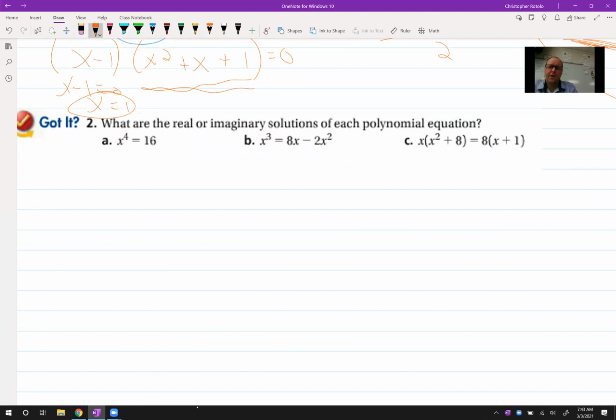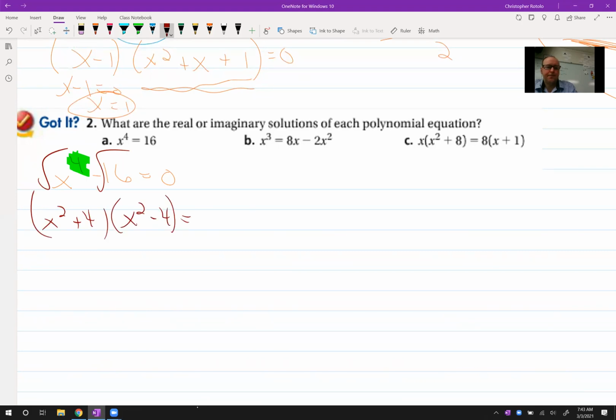So x to the fourth, I'm looking for a GCF, and I can't find one. But since this is even, I can treat it just like a difference of squares. Okay, so I can go x squared plus 4, x squared minus 4.